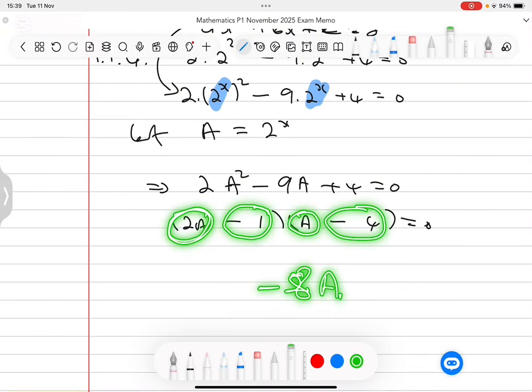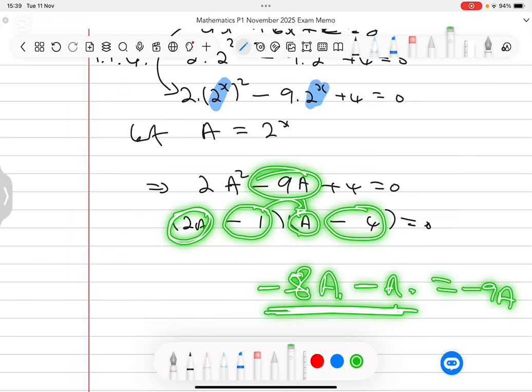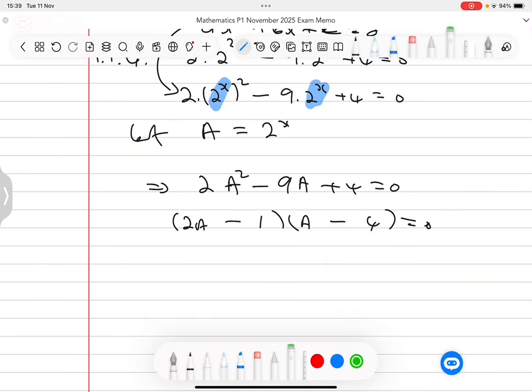Then if I say negative 1 times the 2a, I get a negative a. Negative a, negative 8a, it will give me a negative 9a, and this is this negative 9a here. So that's how I factorized that. Now from here, we're going to say either 2a minus 1 is equal to 0, or a minus 4 is equal to 0.